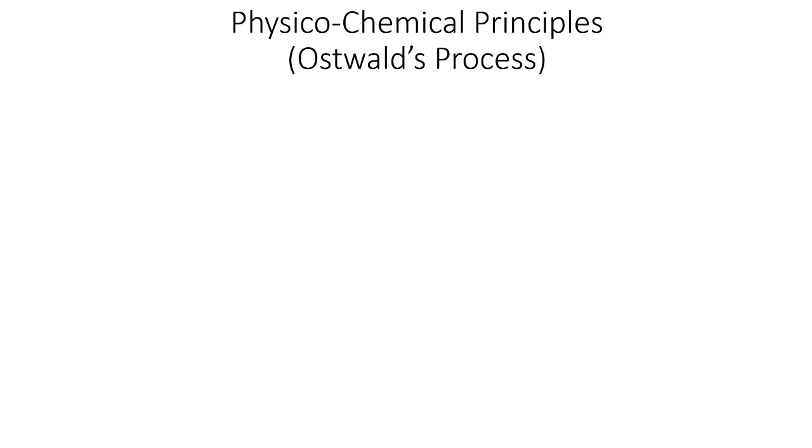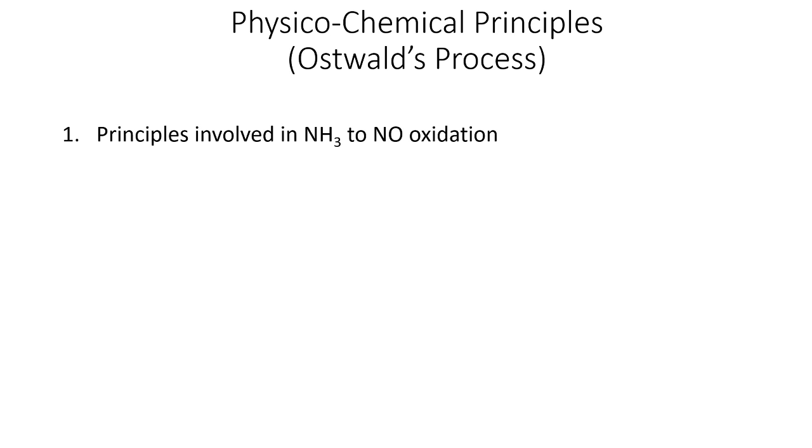Okay, so we have to discuss the physico-chemical principles for all the three steps, because each step is different. It is not like that for sulfuric acid we just discuss the conversion of SO2 to SO3 and try to find out the maximum favorable condition. Here you have to think about the three steps separately. So, what are the principles involved in oxidation of ammonia to nitric oxide?